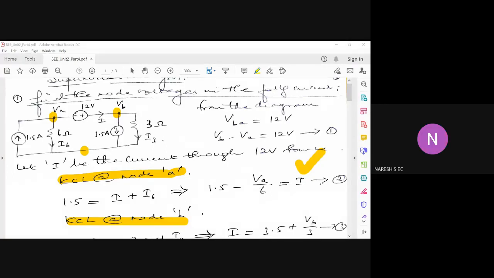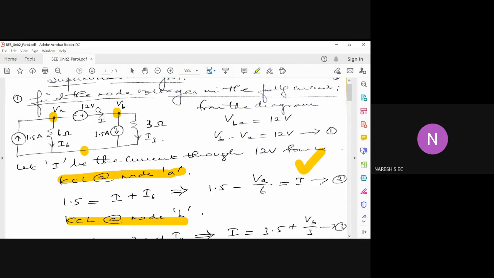Node B, KCL. I is equal to 3.5 plus I3. Good. What is I3? I3 is equal to VB by 3, sir. Very good.